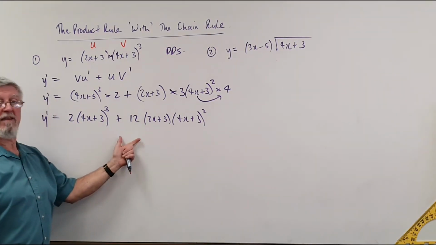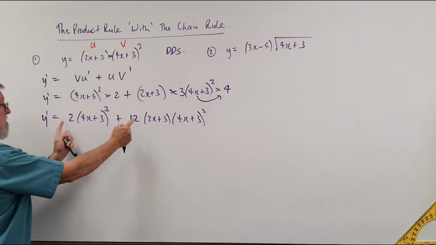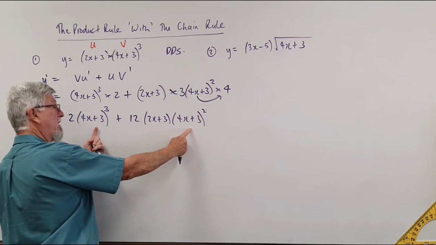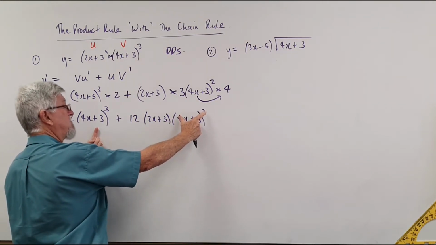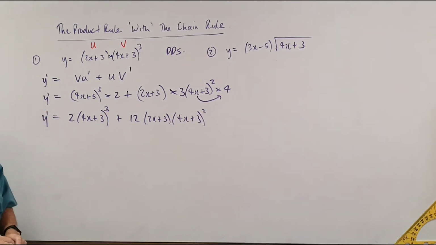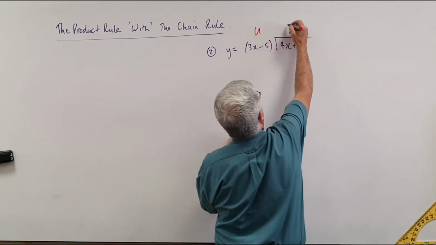Now, if you wanted to, you could take that further and take out common factors. Common factor of 2, common factor of 4x plus 3 squared. Because there's a squared there, there's a cube there, and go a lot further. So now this is U and this is V.